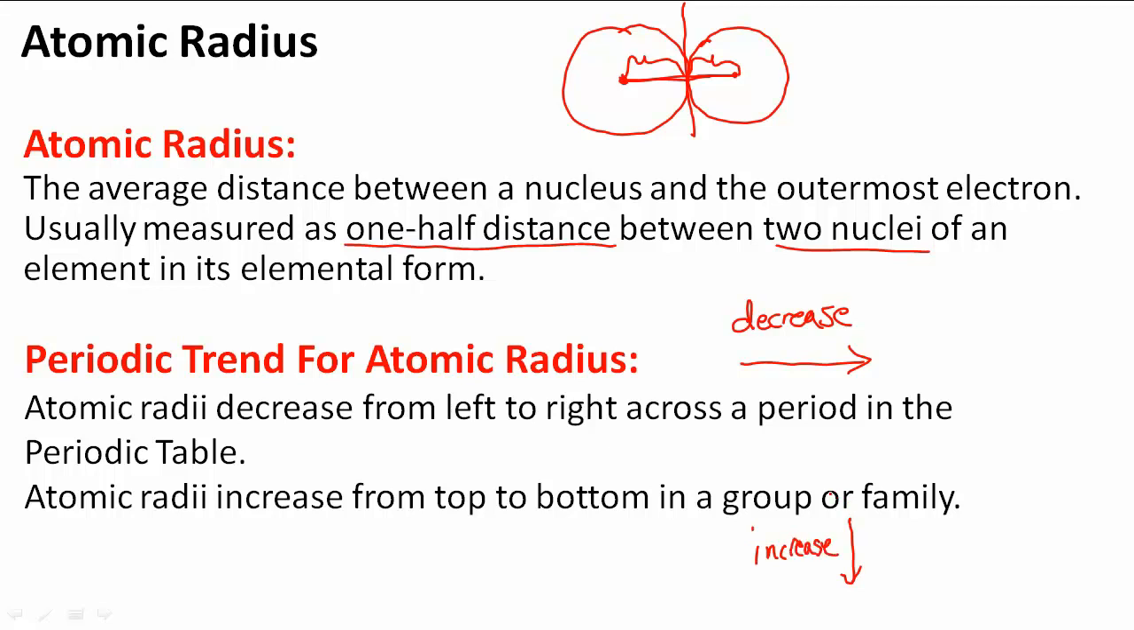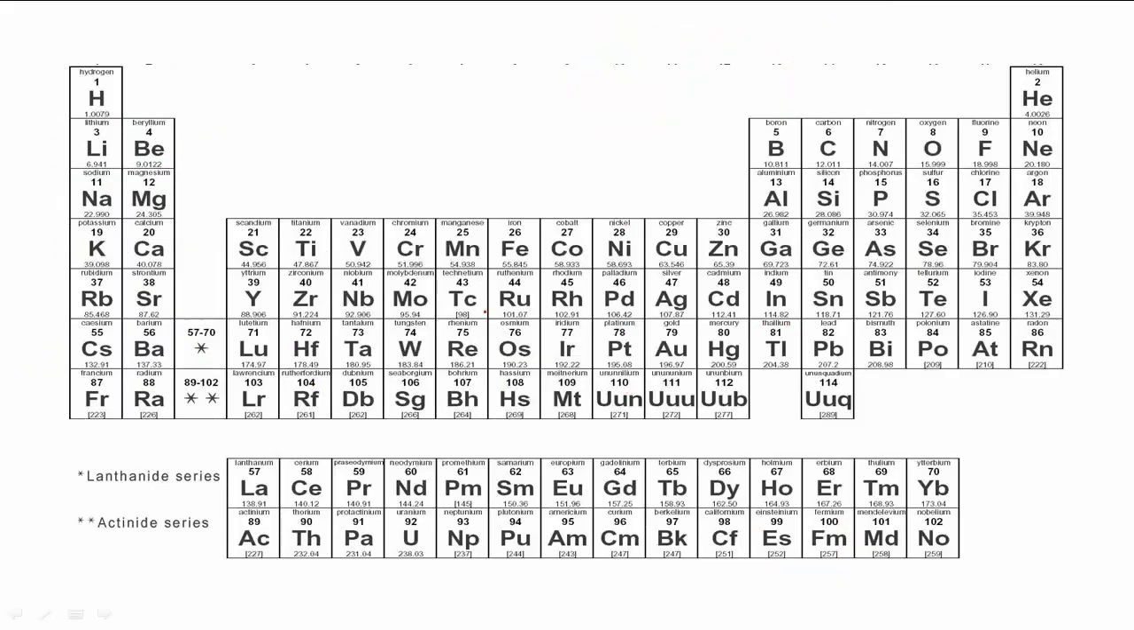So as you move up energy levels, the atomic radius gets further away because even though you have more protons, it's not necessarily enough to attract them closer to you because you are moving up energy levels. So here's another way to look at it on the periodic table.